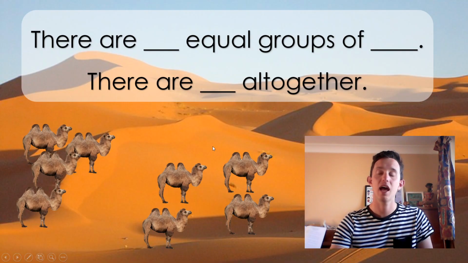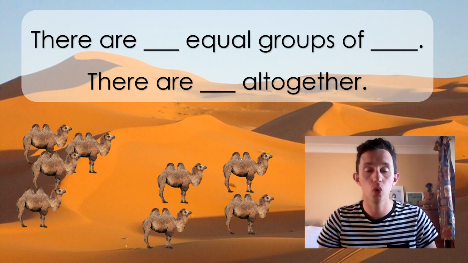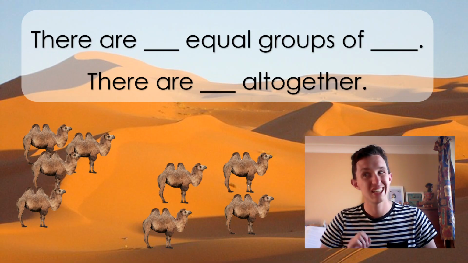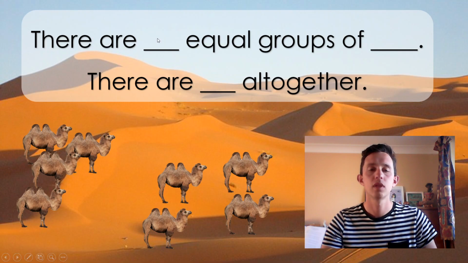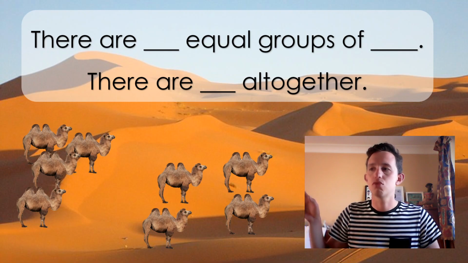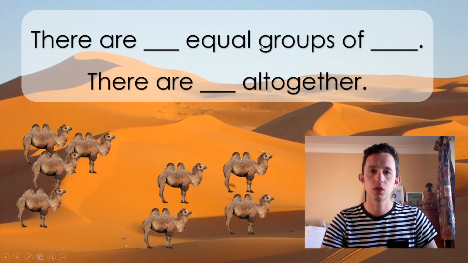Now, we're going to look at those equal groups again, those groups that were equal before. So we know that they're equal now, so we don't need to think about that. What we're looking at, there are how many equal groups? One group, and there's another group there. So there's the far away group, and there's the close group. So there are two groups. There are two groups of how many are in each group?